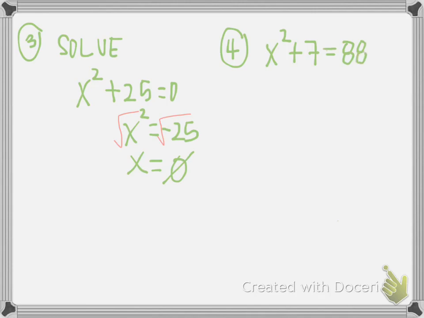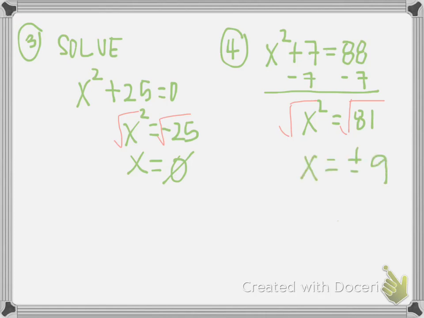Alright, what about this one? Here we're going to subtract 7. So you're going to get x squared is equal to 81. Now take the square root of both sides. So x here is going to be a positive and a negative 9.